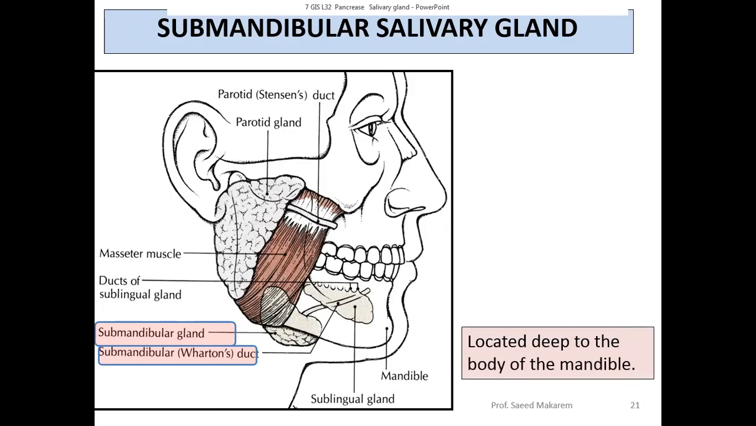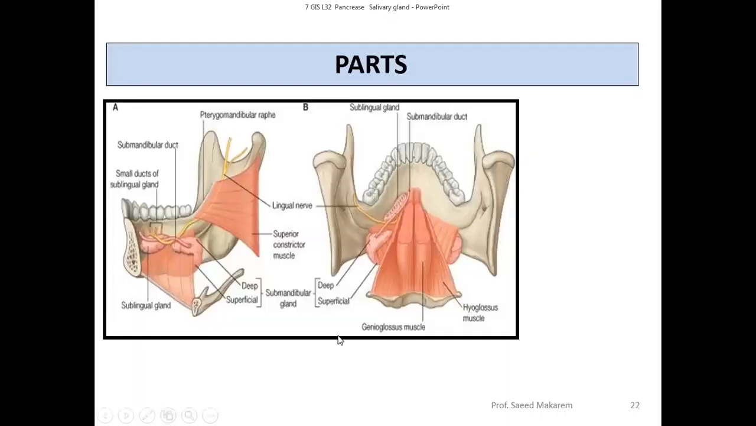It is located deep to the body of the mandible. It is present deep, not superficial. This is just to show you how the gland is present, but it is deep to the mandible. So you can see the gland here. It also has a superficial and deep part. Superficial will be outside this muscle, and the deep part comes inside. Here you can see the deep part and here is the superficial part.